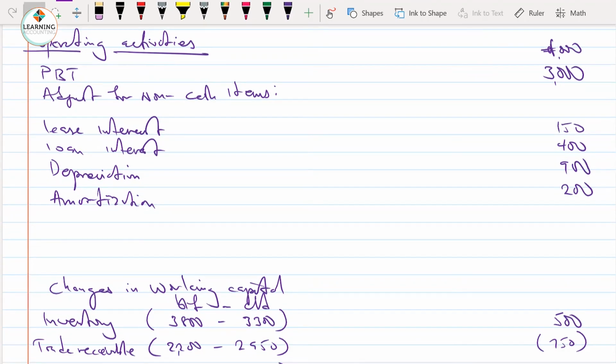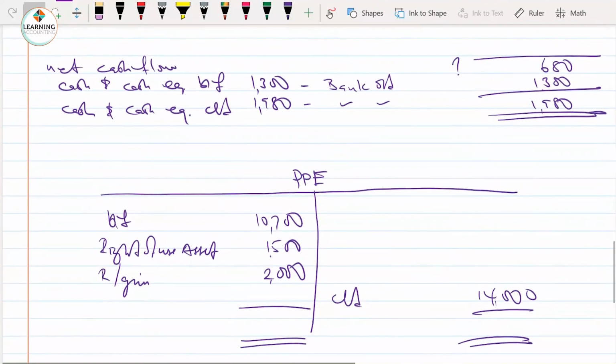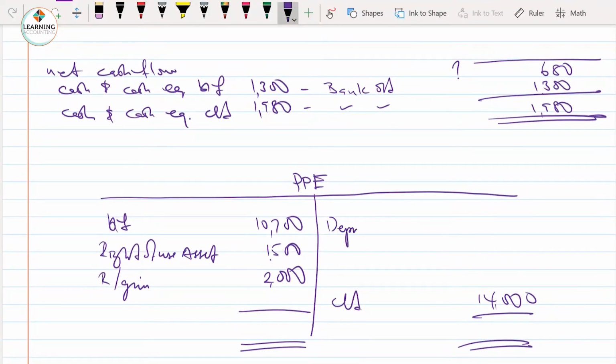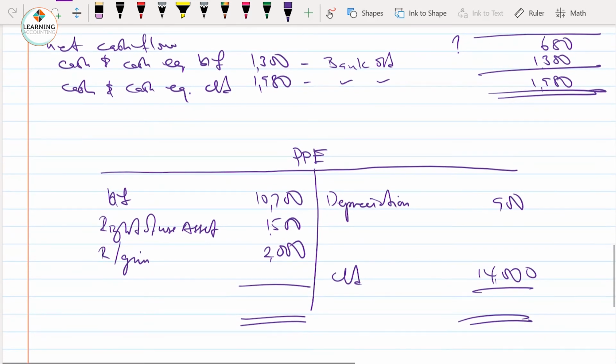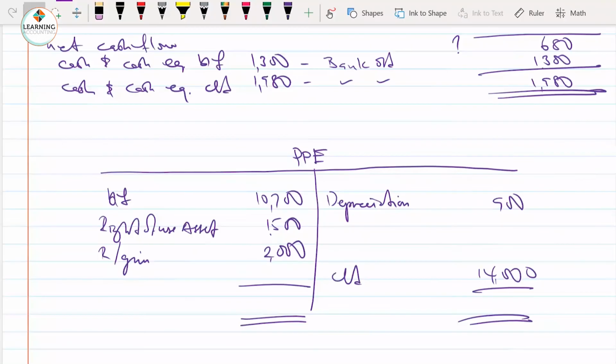Okay, but notwithstanding, I need this information here. Depreciation, we have 900. Let's see if there's any other thing that would probably affect PPE in the additional information. Then we'll move forward. I think the next note does not affect it, neither does this affect it. So it means you can sum this up. You have 14,900 and 14,900.